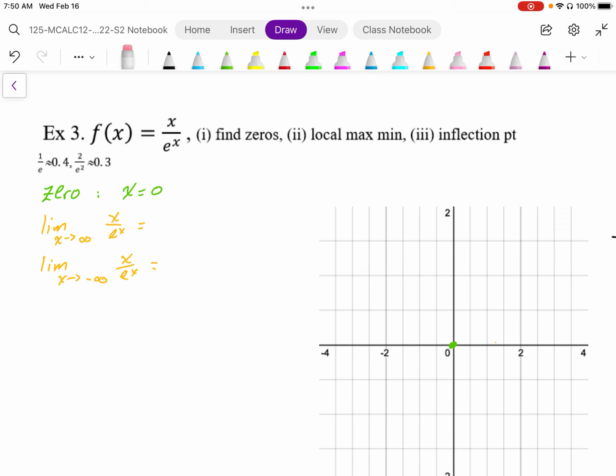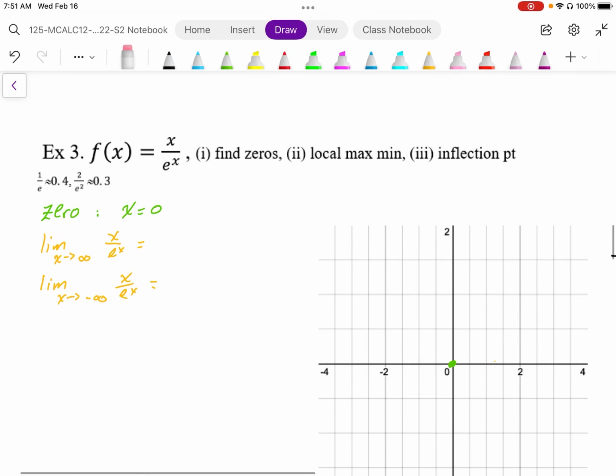So the next thing I'll do is look at the denominator, and in the denominator we're looking to see if we have any zeros for vertical asymptotes. So e to the x is never equal to 0. Because of that, in this case we don't have any vertical asymptotes, so no vertical asymptotes.